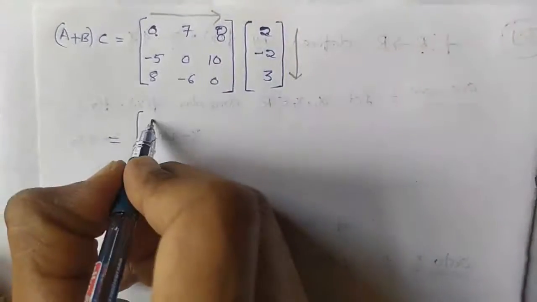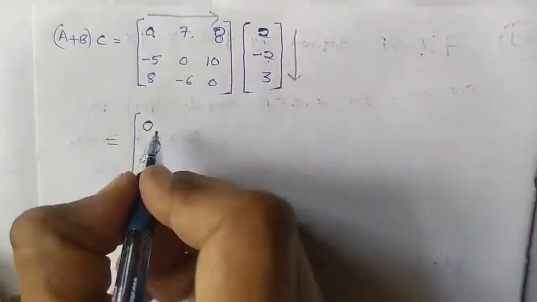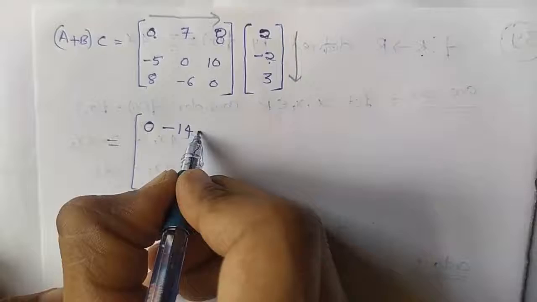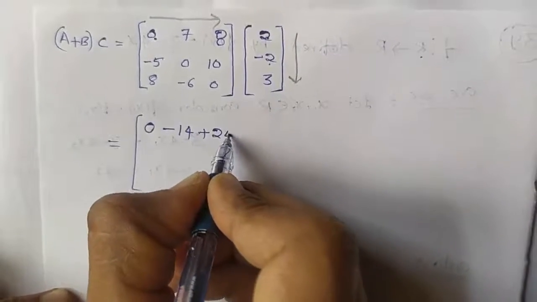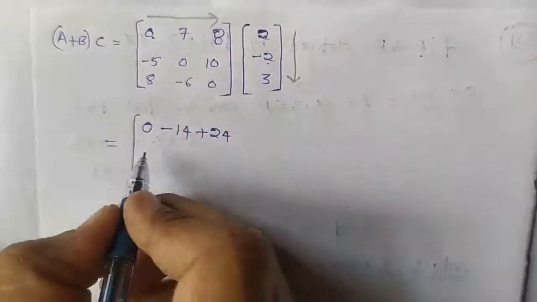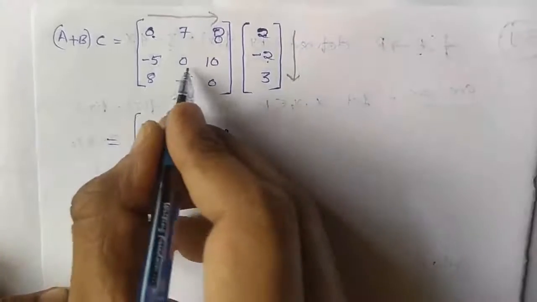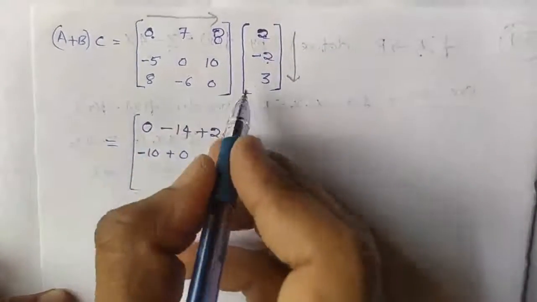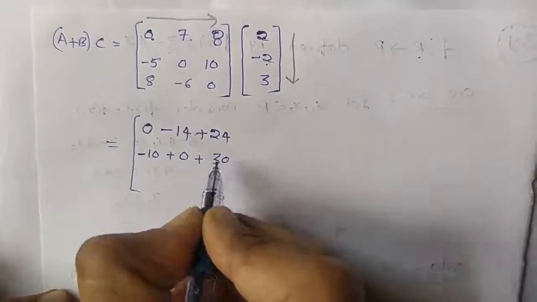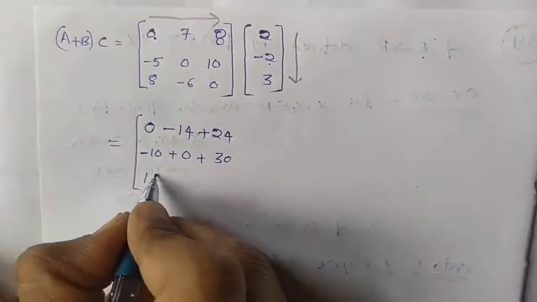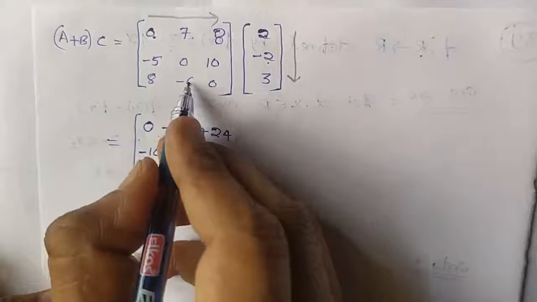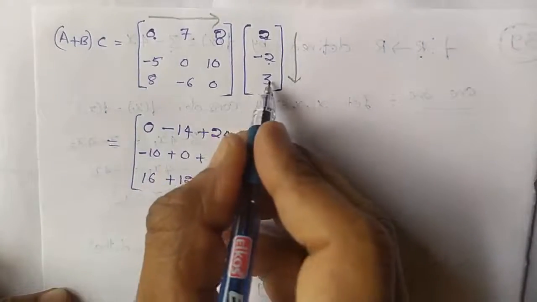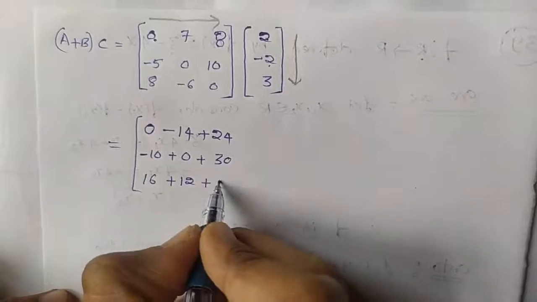0 into 2 is 0. 7 into minus 2 is minus 14. 8 into 3 is 24. Next, minus 5 into 2 is minus 10. 0 into minus 2 is 0. 10 into 3 is 30. 8 into 2 is 16. Minus 6 into minus 2 is 12. 0 into 3 is 0.